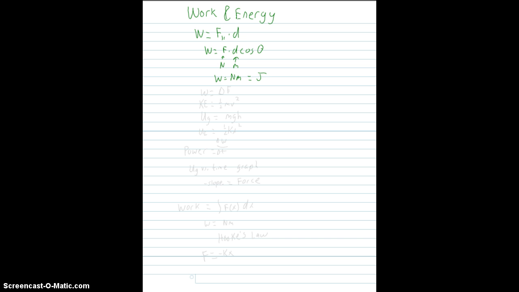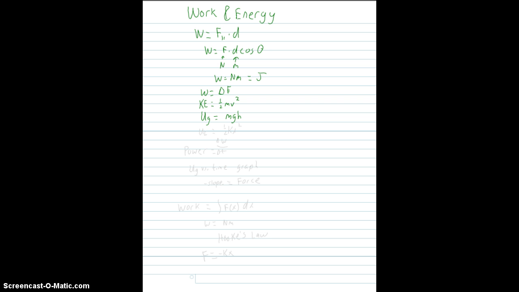Now, how work and energy go with each other. Work equals change in energy. There are three types of energy. The first one, kinetic energy, equals 1/2 mv squared, where m is the mass of the object and v is the velocity. The gravitational potential energy is mgh, where m is the mass, g is the acceleration due to gravity, 9.8 meters per second squared, and h is the height, the distance from the ground level to where the object is.